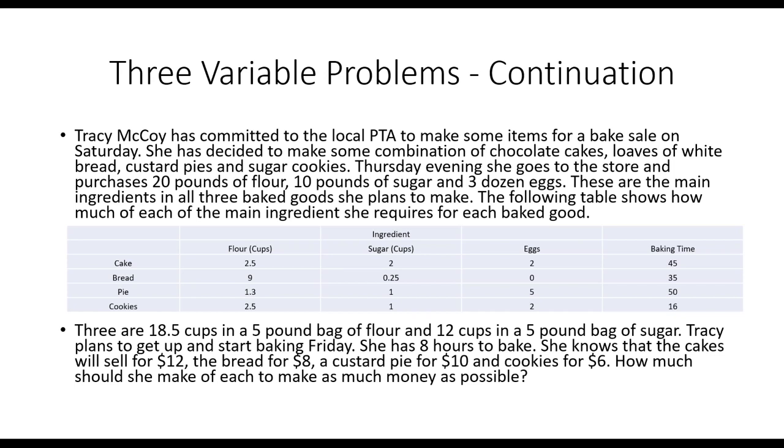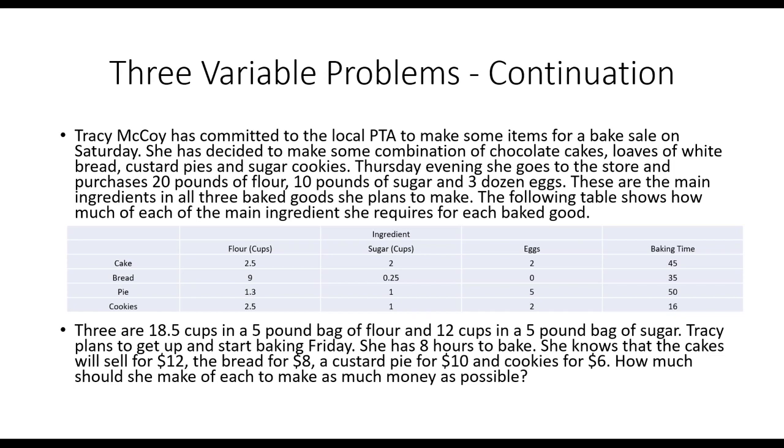So number one, as always, we need to find our objective function. It's very, very easy because it's given to us right at the end. Max z equals 12x1 cakes, 8x2 bread, 10x3 custard pie, 6x4 cookies.